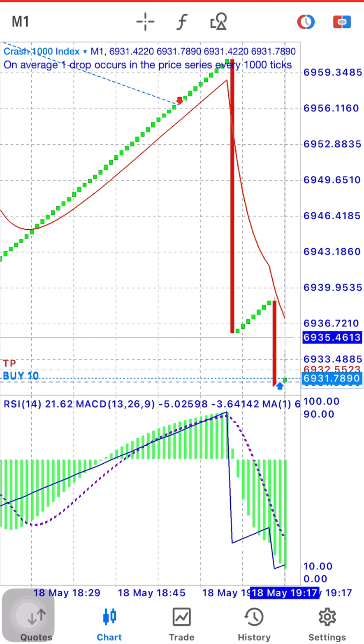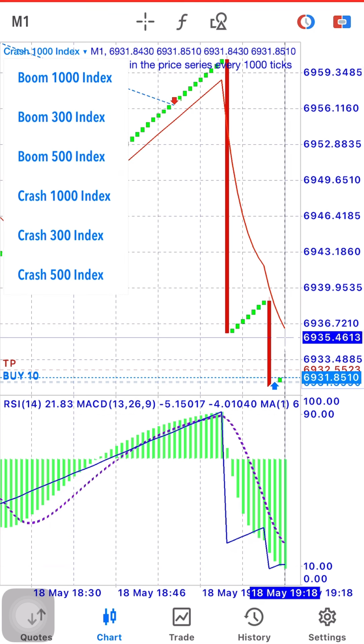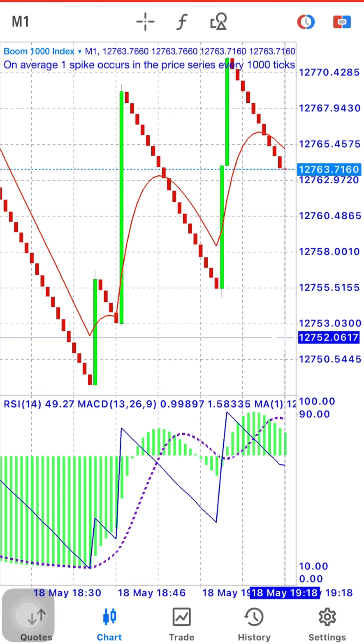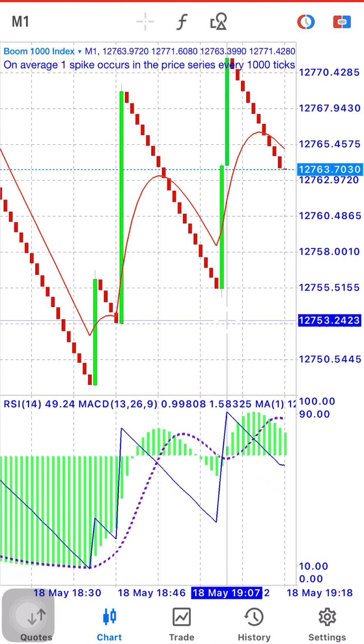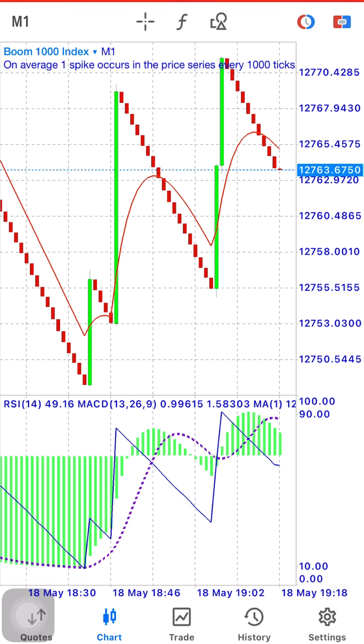Now let's go to boom. We are on crash 1000. Let's go to boom 1000 and check if there is a favorable market there. So we tap and go to boom 1000. So this is boom 1000. Now how do we check? I told you guys that this is price action we are using. And we are using TP now to avoid us from getting some kind of losses.